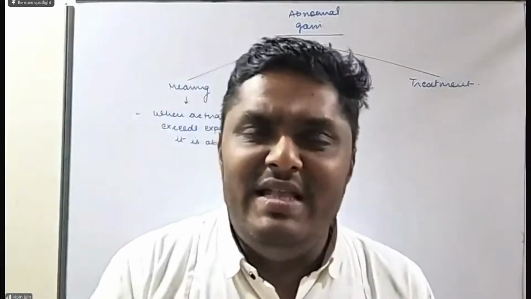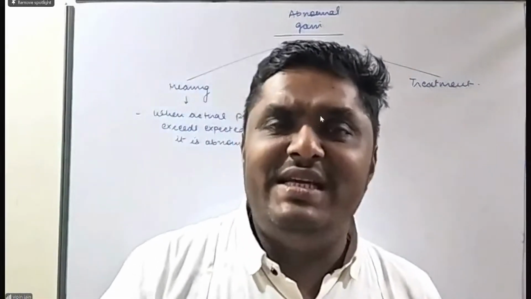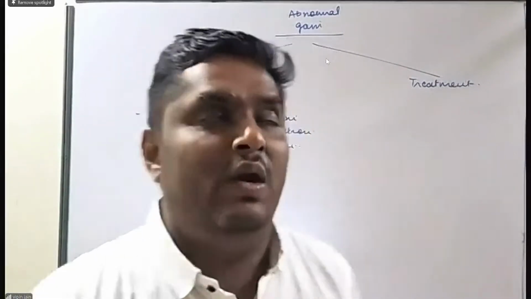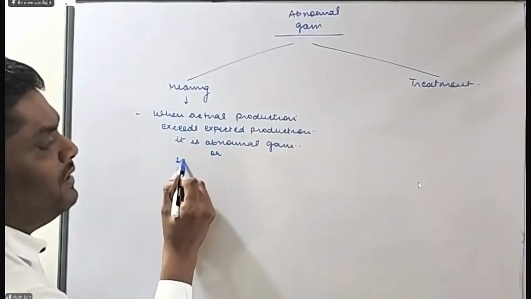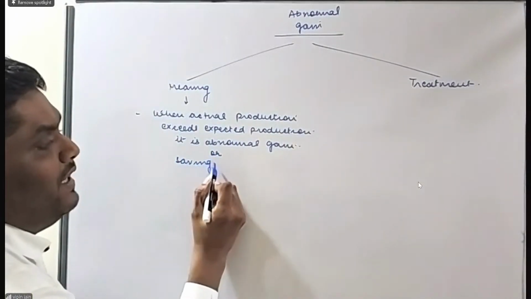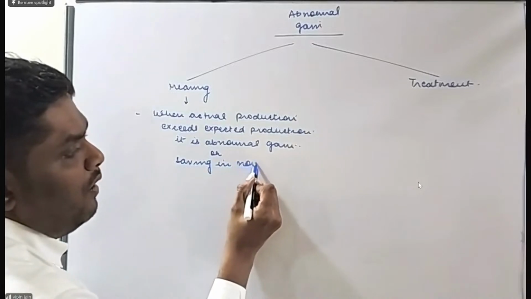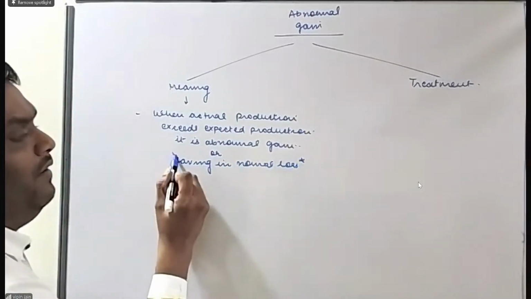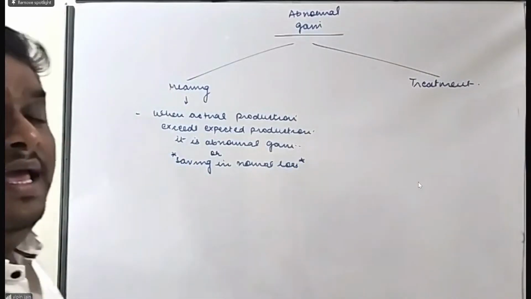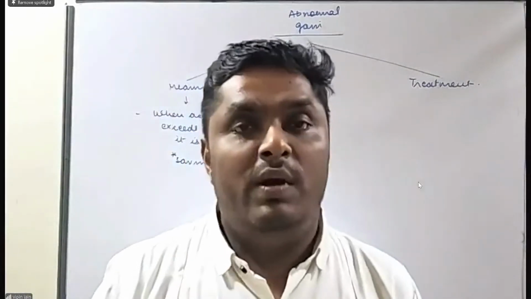Further, in most of the cases, we can say it is also a saving in normal loss. Alternatively, we can say it's a saving in normal loss. Very important point. We can also say abnormal gain is a saving in normal loss.